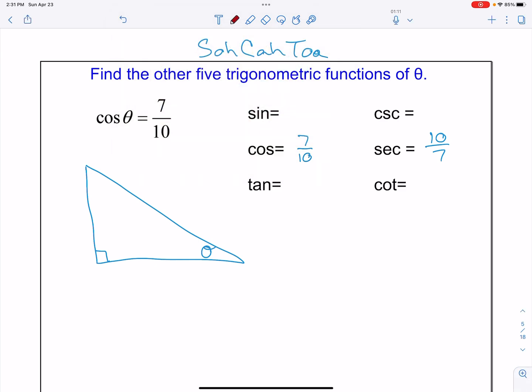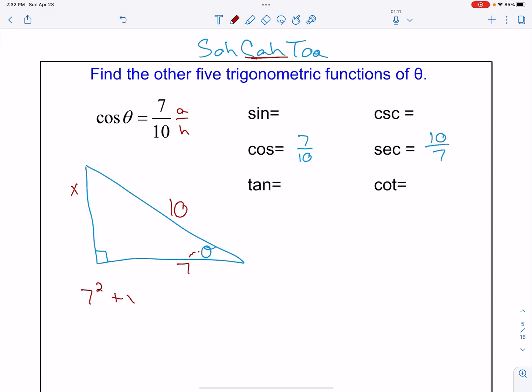So cosine is adjacent over hypotenuse. So that means the adjacent is 7. So that's this side. The hypotenuse is 10. And we need to find the third side. So we're going to go back to the Pythagorean theorem. This is going to become your best friend in this unit. We're going to use it a lot.